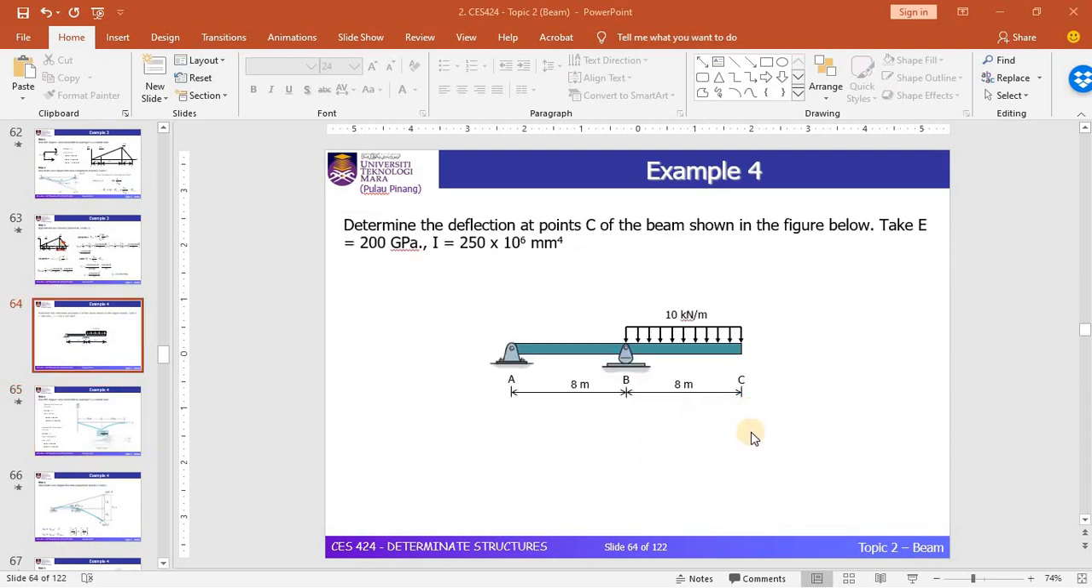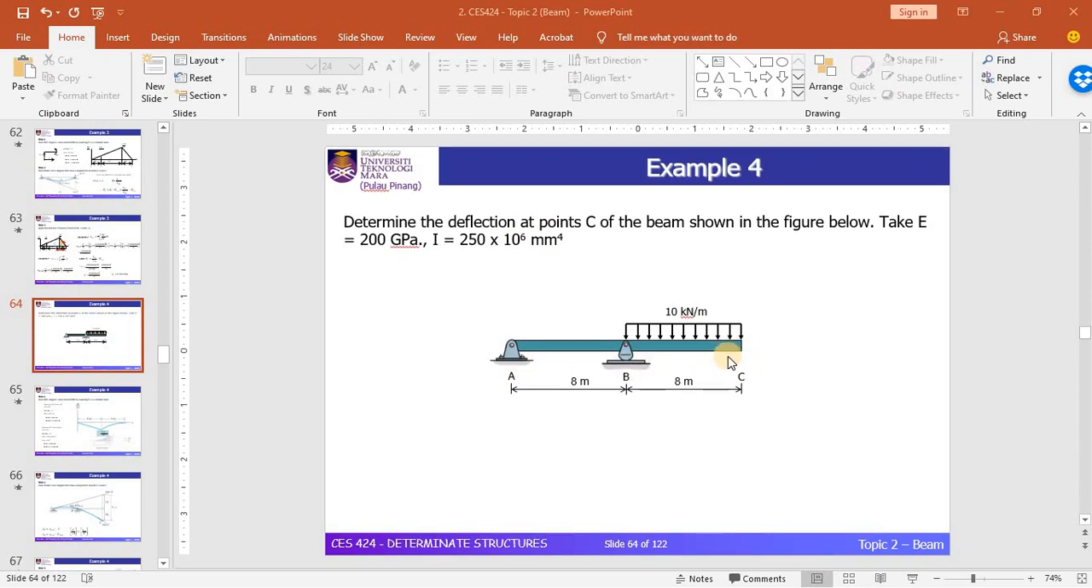So we move on to example 4. Basically, in this example, we will deal with an overhanging beam. You can see that this overhanging beam is supported at point A and point B, with a pin and a roller support respectively. The beam is loaded by a 10 kN per meter UDL, given the E and I. In this problem, we will calculate the deflection at point C, the free end of this beam. Let's look in detail at the solution.